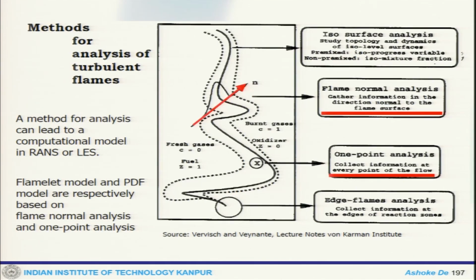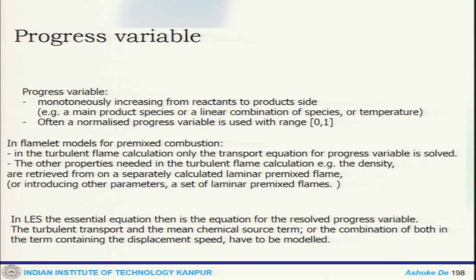Now, if you look at the method of analysis, one way would be flame normal analysis, where you gather the information in the direction normal to the flame surface, or you can use one point analysis. The flamelet based models will be the flame normal kind of analysis where you have fresh gas and burned gas, and the PDF models are essentially the one point analysis.